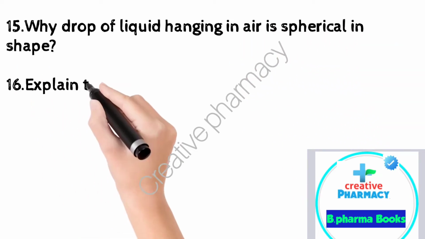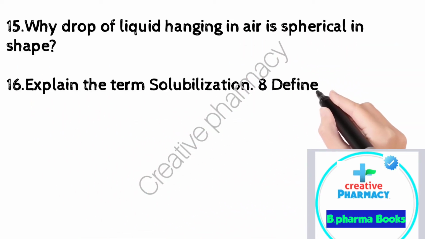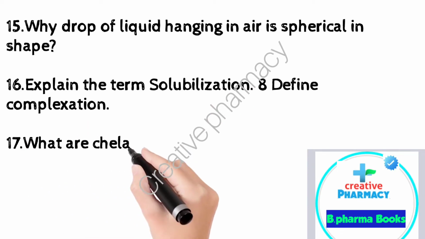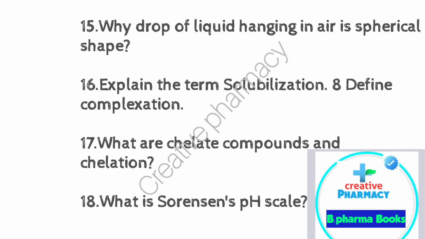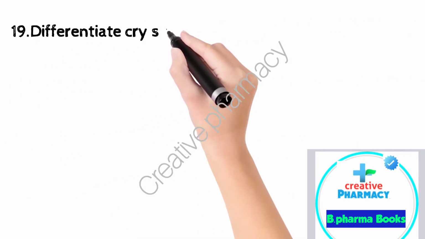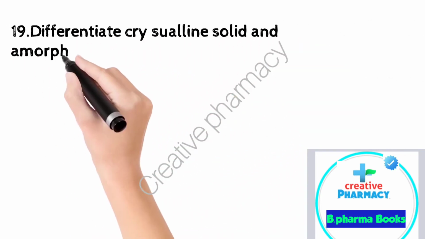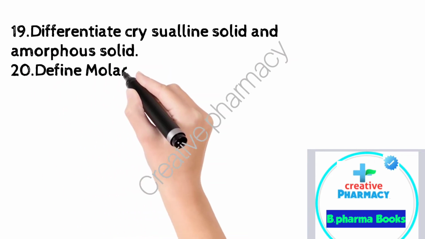16. Explain the term solubilization. Define complexation. 17. What are chelate compounds and chelation? 18. What is Sorensen's pH scale? 19. Differentiate crystalline solid and amorphous solid. 20. Define molarity and normality.